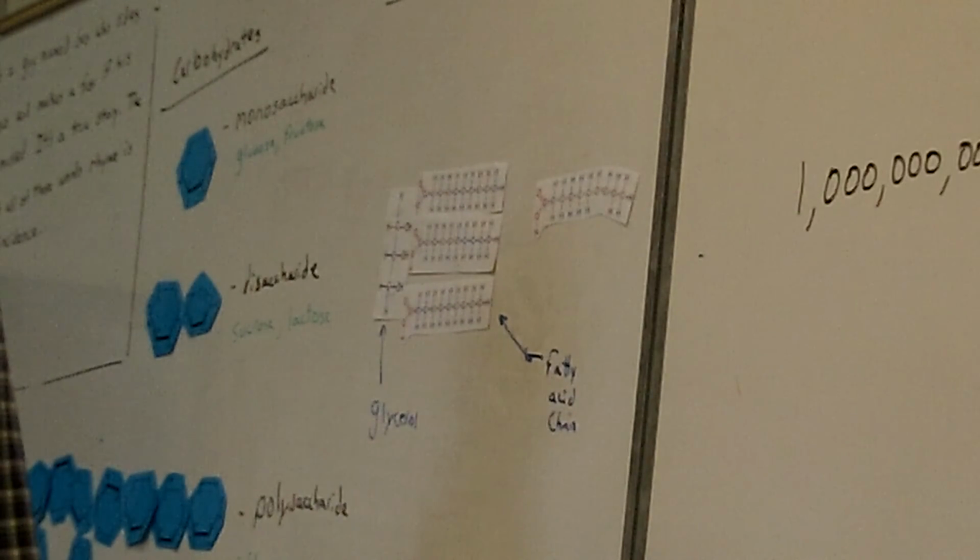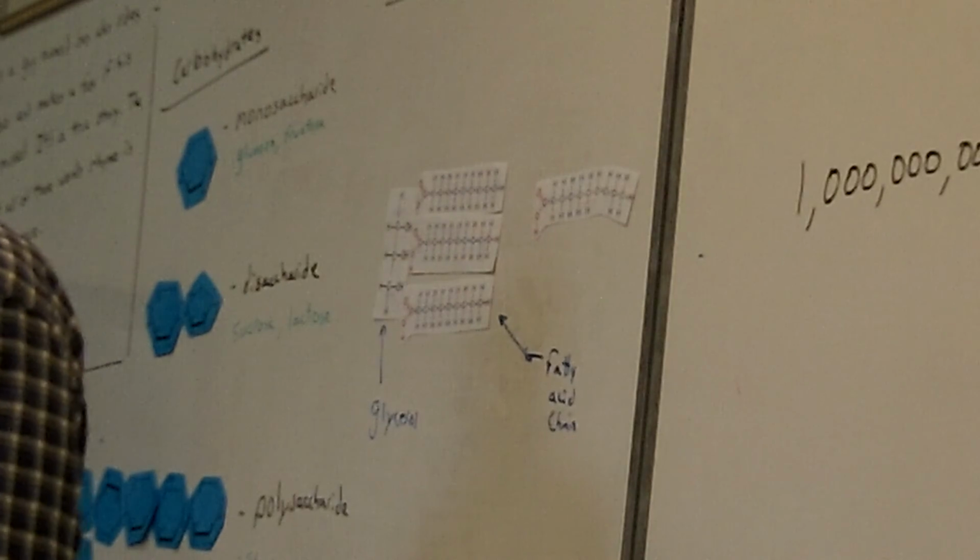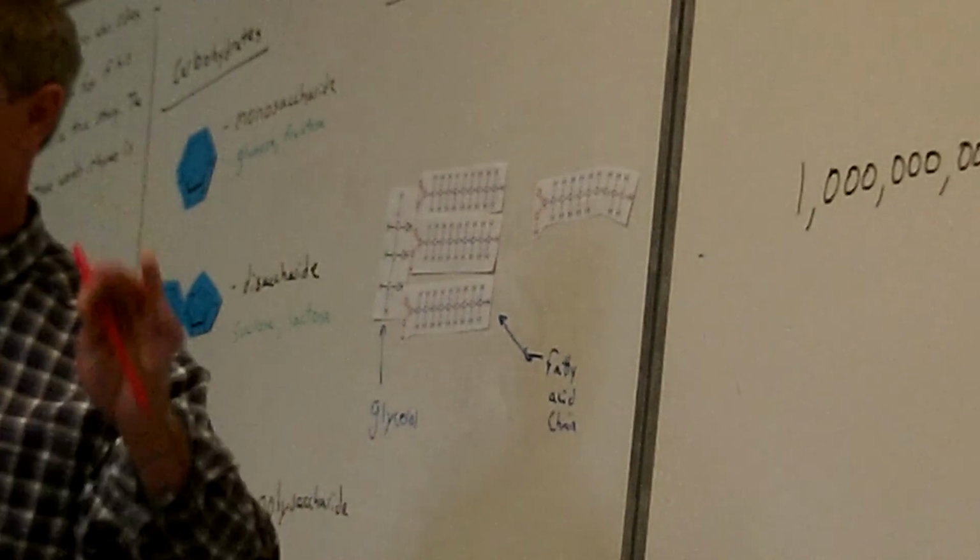These straight ones don't have any double bonds. This bendy one has a double bond. There's a double bond there to make it bend. These ones that bend a lot have more than one double bond. There's a double bond there, there's a double bond there, there's a double bond there. There's a bunch of double bonds. Double bonds make it bend. Make sense?